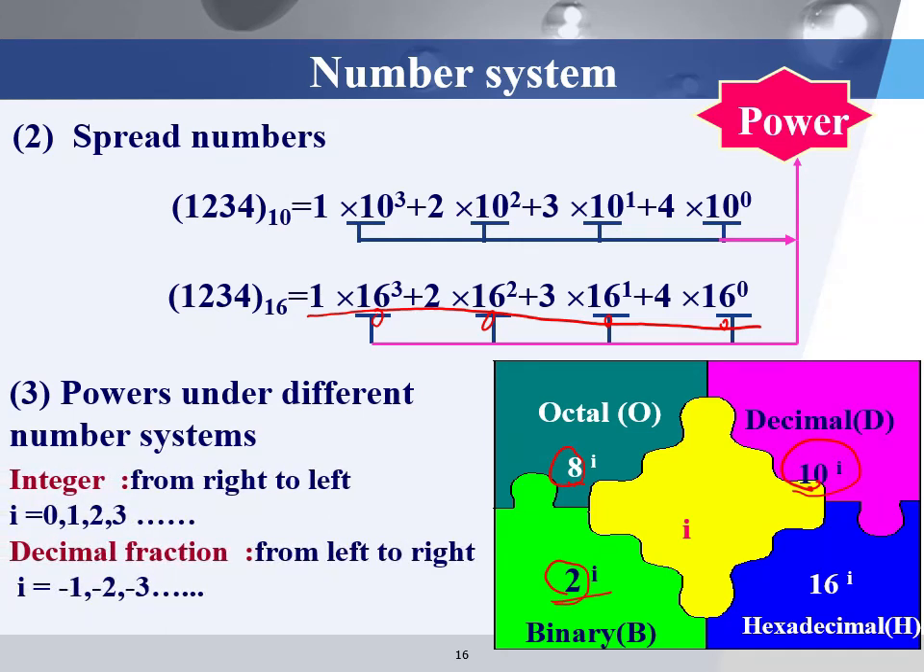So with this approach, we can calculate the real value of different numbers in different number systems so that we can compare the value of the numbers. And remember that the power for the integer part and for the fractional part is different. For the integer part, the power from right to left will start from 0 and increase by 1. For the fractional part, you calculate from left to right, and the power starts from -1 and then -2 and then -3, and so on and so forth. So this is how we calculate the real value of different numbers.